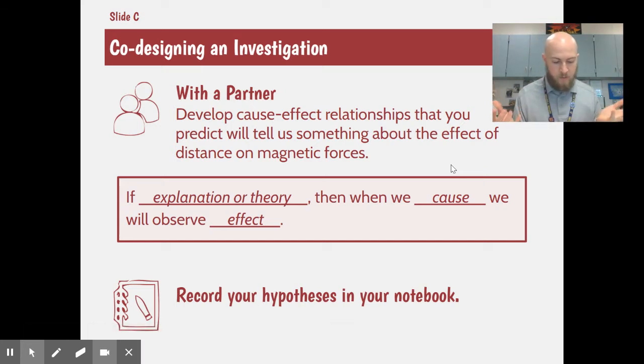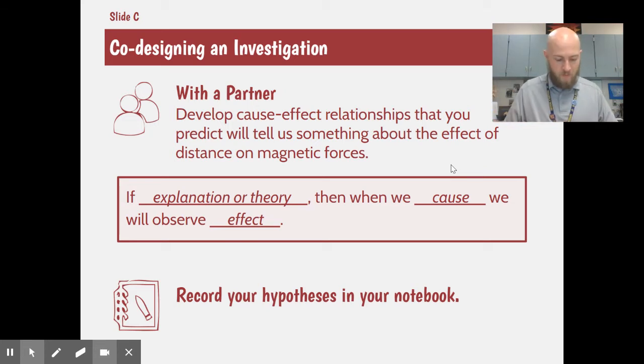Okay, and our theory right now is that distance does affect magnetic force. So we're going to figure out, when we do something, what are we going to see happen? Thinking about our magnets, what do you think is going to happen as we change the distance? What are your thoughts on what we can do with our magnets, and then what effect will that have on each other in regards to force?